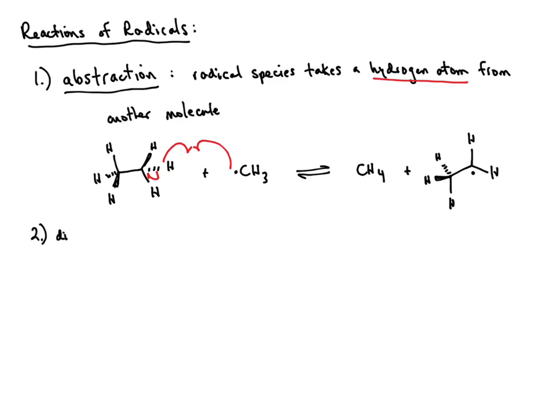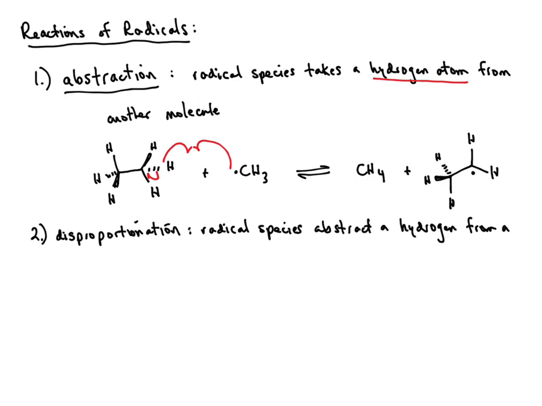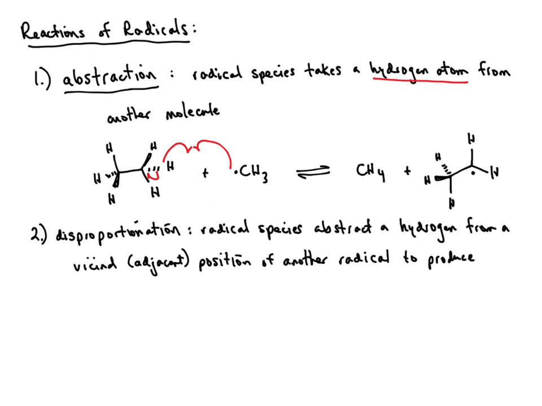The second class of reaction that we have for radicals is known as a disproportionation. This is a process by which a radical species abstracts a hydrogen from a vicinal, or in other words, adjacent, position of another radical, to produce an alkane. Or I should say an alkane and an alkene.